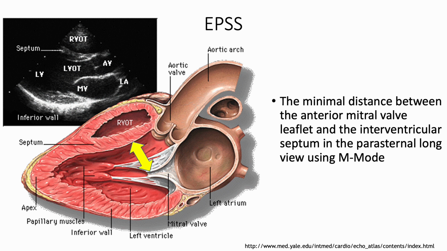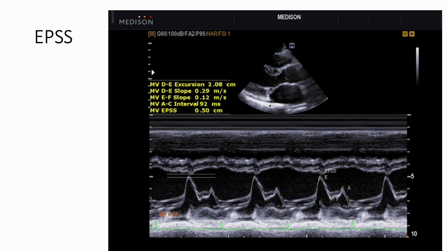This is what it looks like in the parasternal long axis mode. The right ventricle is up top. The left ventricle is down on the bottom. The left ventricular outflow tract is in the middle. The yellow arrow is where you want to put your M mode cursor, and that anterior mitral valve leaflet is what you're looking for. This is what it looks like as you put the M mode cursor through the mitral valve and turn M mode on. The wave you see is the mitral valve moving over time. And the two yellow lines are the measurement that you're taking. So the septum on top and the mitral valve on the bottom. That distance is your EPSS.